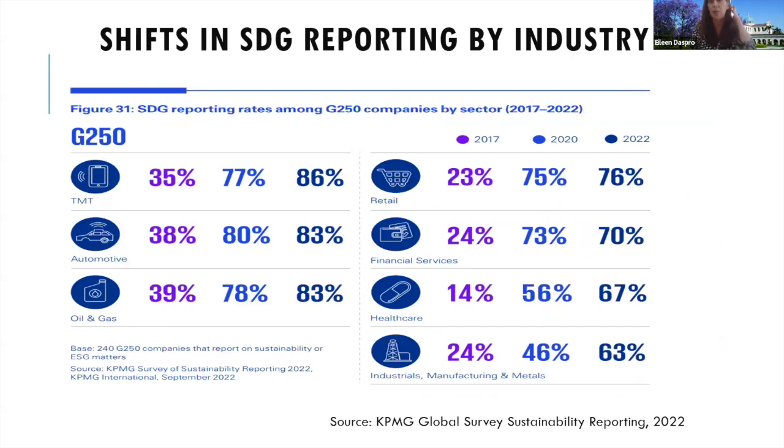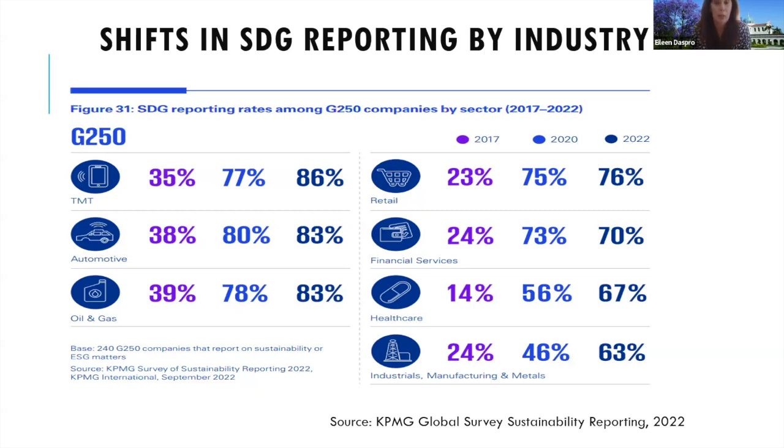I also wanted to share with you, from the same report from KPMG, who's reporting by industry. This is again from the same period, 2017 to 2022. You can see that there's some variation in reporting by industry, right? So not all industries are reporting to the same degree. We've got the telecommunications industry, tech, 86% of G250 companies are reporting on the SDGs in comparison to only maybe 67% of healthcare firms.